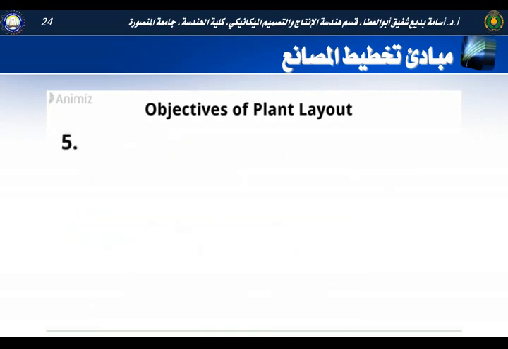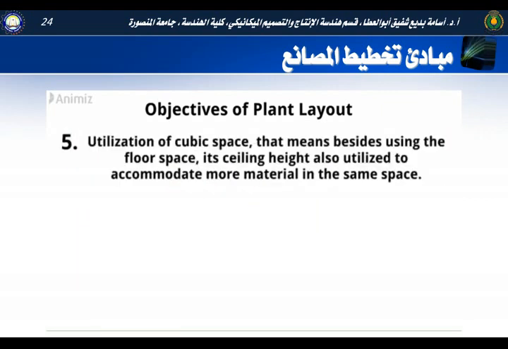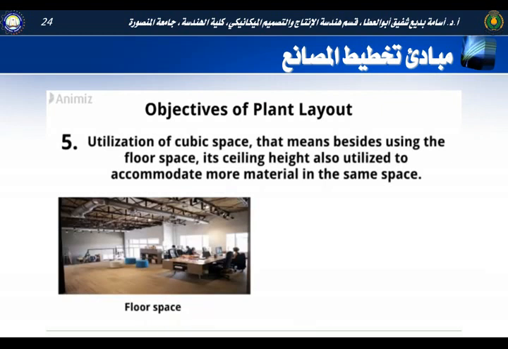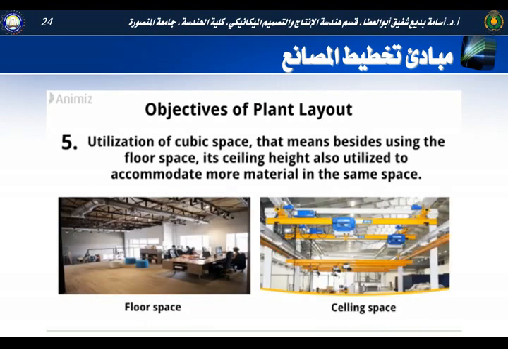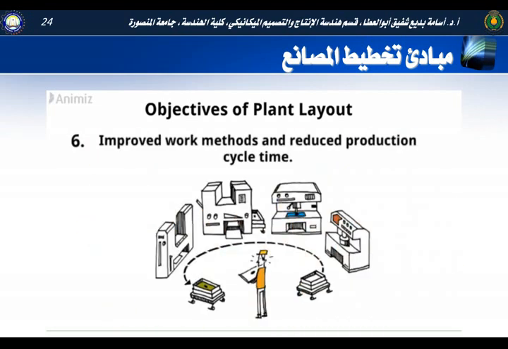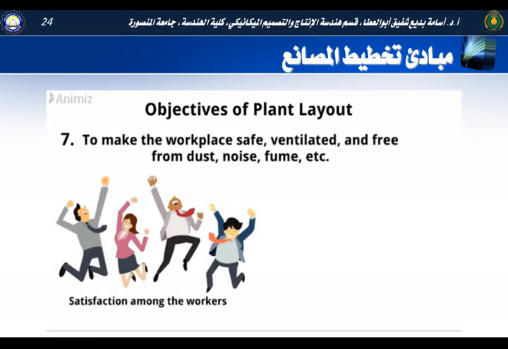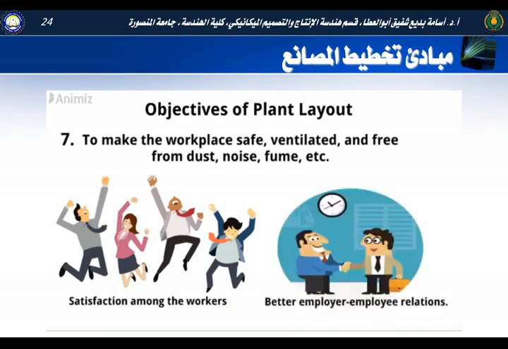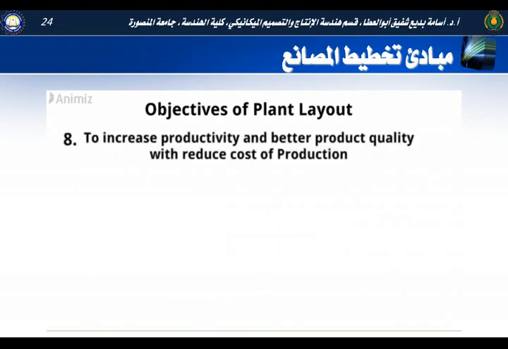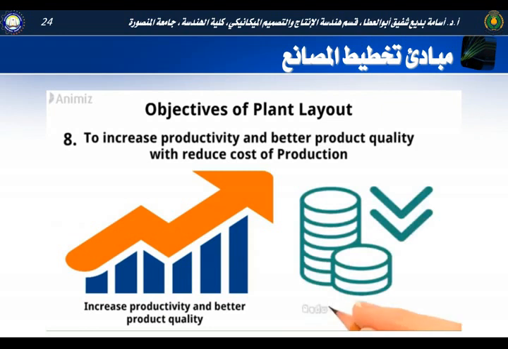5. Utilization of cubic space: besides using the floor space, its ceiling height is also utilized to accommodate more material in the same space. 6. Improved work methods, and reduced production cycle time. 7. To make the workplace safe, ventilated, and free from dust, noise, fume, etc. It leads to satisfaction amongst the workers, and thus employer-employee relations get better. 8. To increase productivity and better product quality with reduced cost of production.